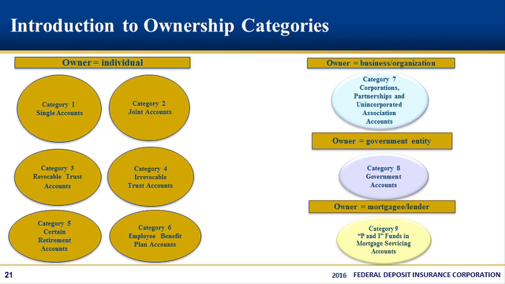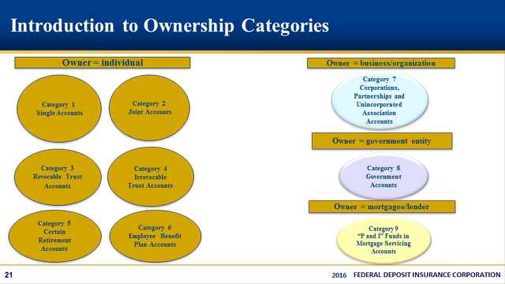To begin, on the left of our slide, you will see that an individual or individuals can potentially qualify to have deposits in 6 different ownership categories, including Category 1, single accounts, Category 2, joint accounts, Category 3, revocable trust accounts, Category 4, irrevocable trust accounts, Category 5, certain retirement accounts, and Category 6, employee benefit plan accounts.